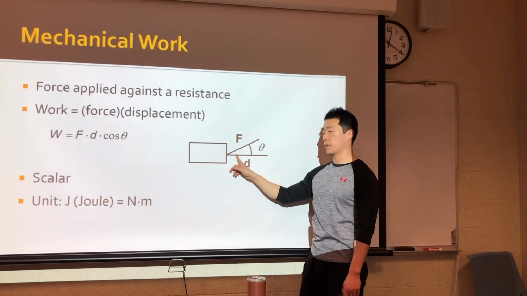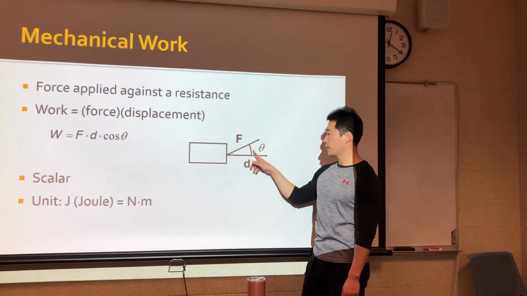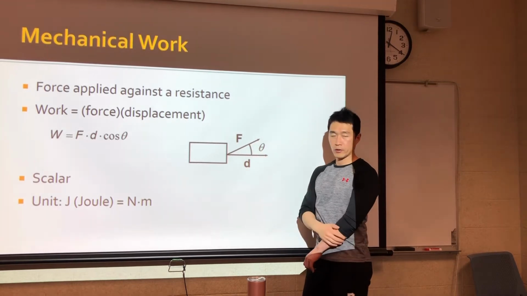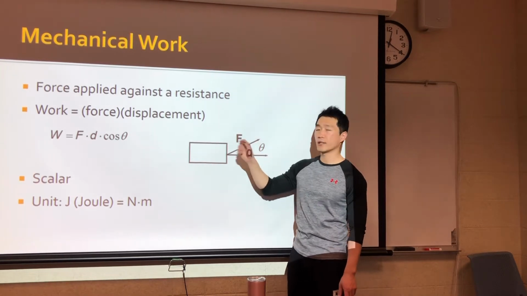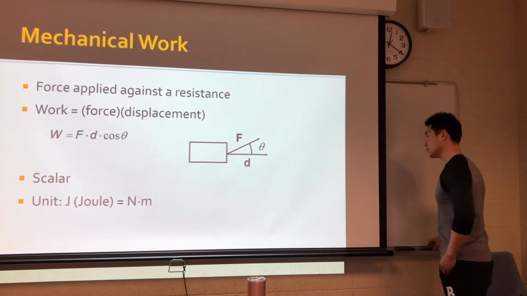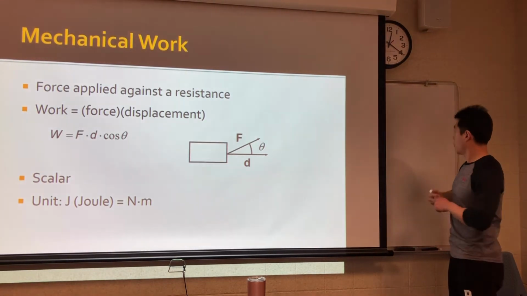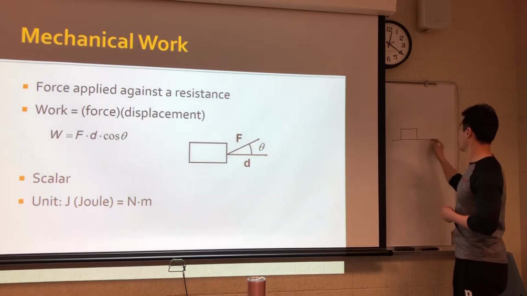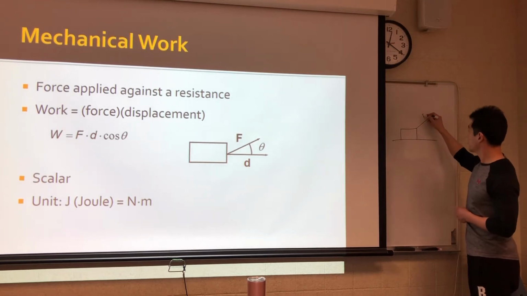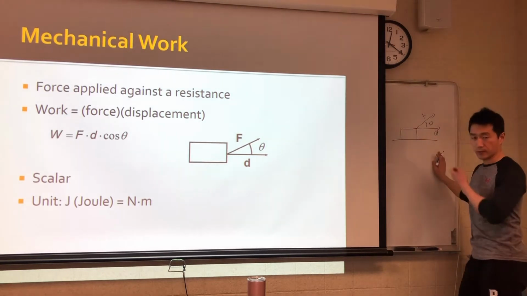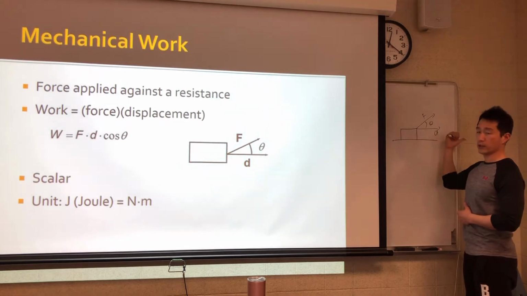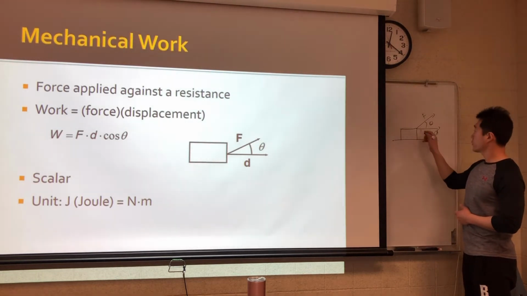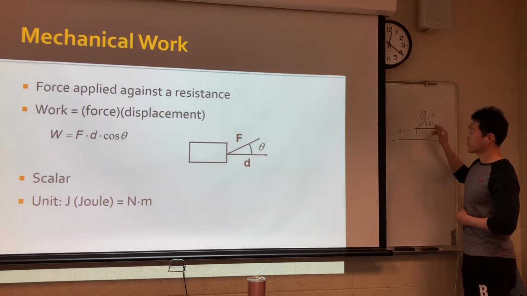This is the direction of displacement, this is the direction of force, and this is the angle between the force and the displacement vector. We need to apply this cosine theta. I can show you why. When we move the box, force here, angle theta here, and displacement. Since the box will move horizontally, we only need the horizontal component of this force.